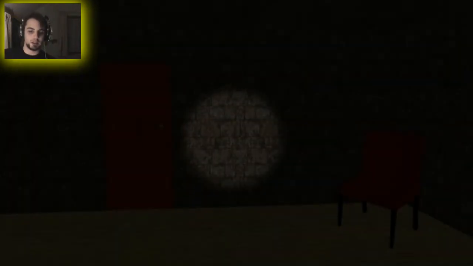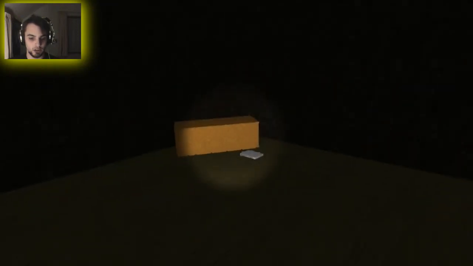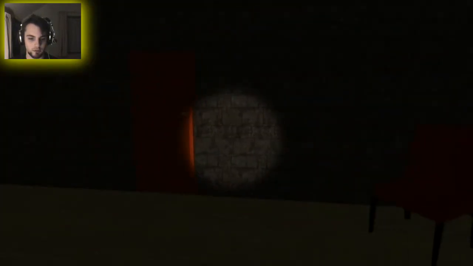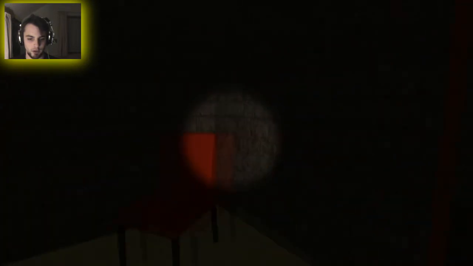Oh look, I got a flashlight. And a chair. What is that? Is that a closet? Oh look, paper. And a table. Oh, this is pretty nice. I presume this will be the house of the butcher. And there's nothing to see. Or maybe there will be a secret door. All right, let's go.